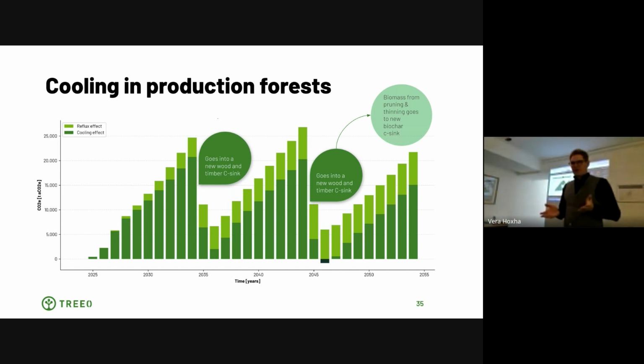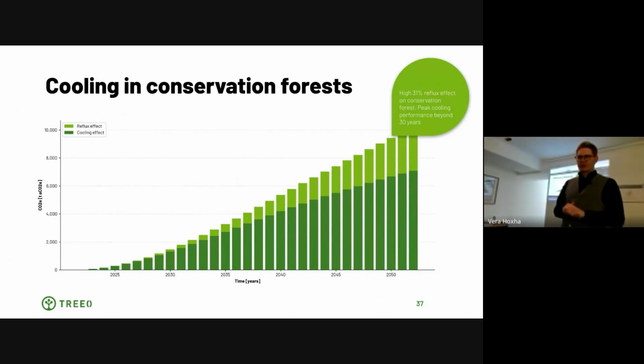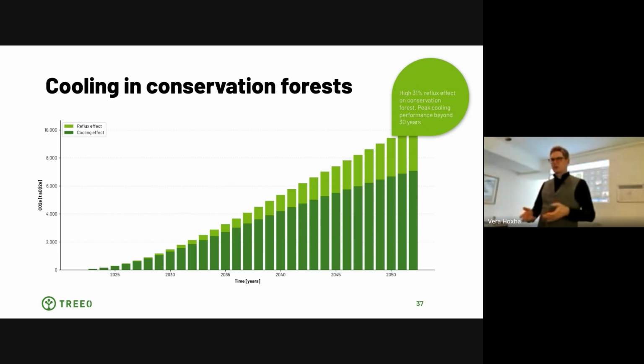As you know, as we cut trees, we want to move them to longer-term carbon sinks in timber, but also in biochar. This is an example for a conservation forest. This is a mixture of fruit trees, also in Indonesia. It's in this case in Java. And here you see that the reflux effect is also taken into account. 30%, 1% of the overall biomass after 30 years we cannot account for as cooling the planet anymore, because with this conservation forest you have a longer time span to cover.